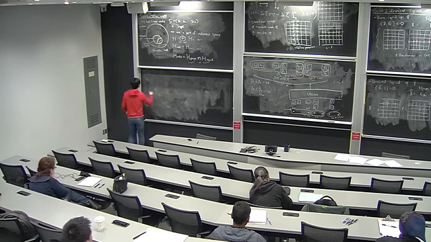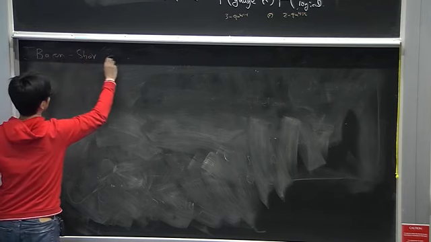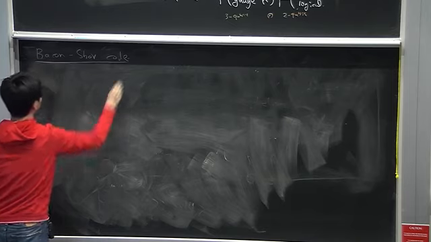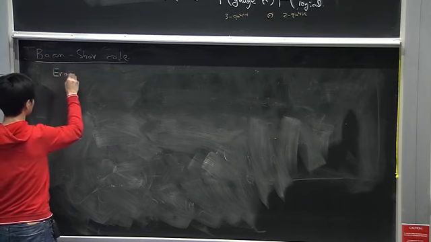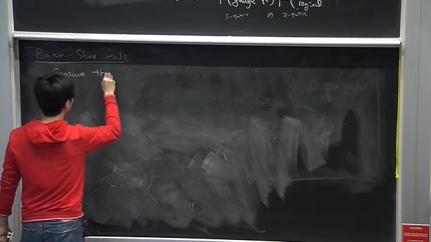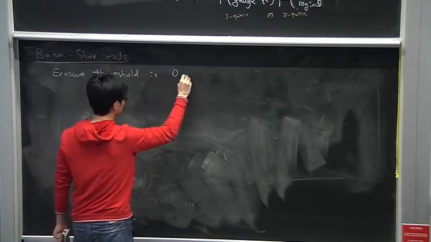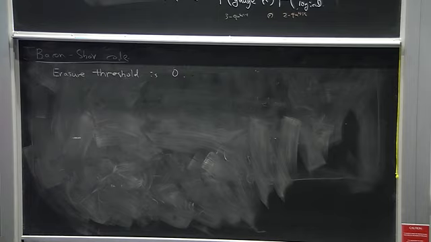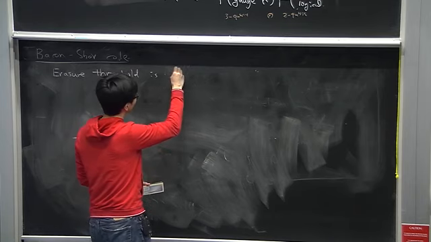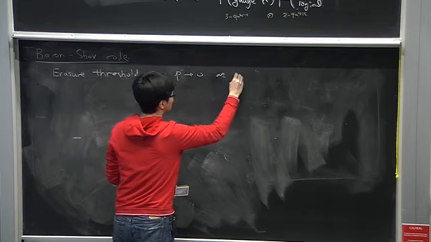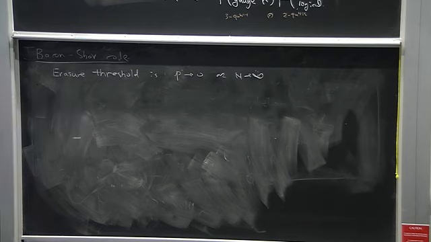So the claim is the following. This Bacon-Shor code is actually not that useful, in a sense that its erasure error threshold is actually 0, or some p which goes to 0 as n goes to infinity. It's not that useful.